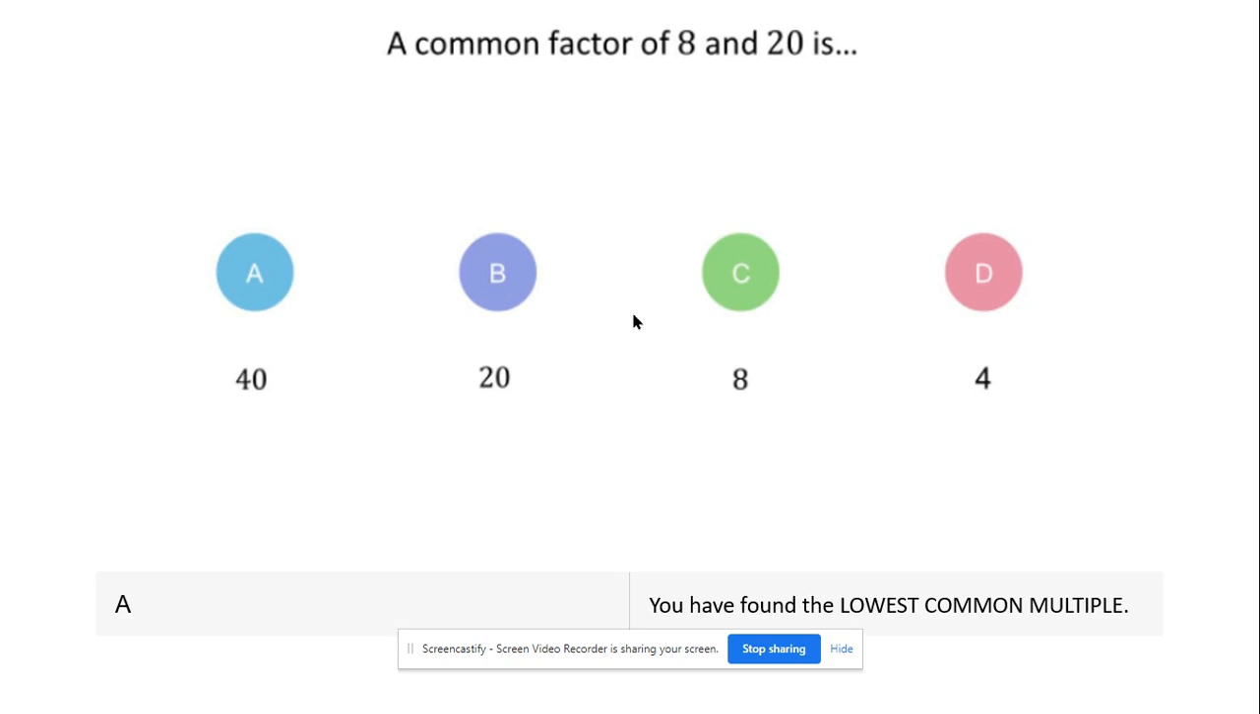common multiple. Now that basically means that you've written down the 8 times table, you've written down the 20 times table, and you find which number appears in both lists, which would be 40. But that's not what was asked here. We're looking for a common factor.